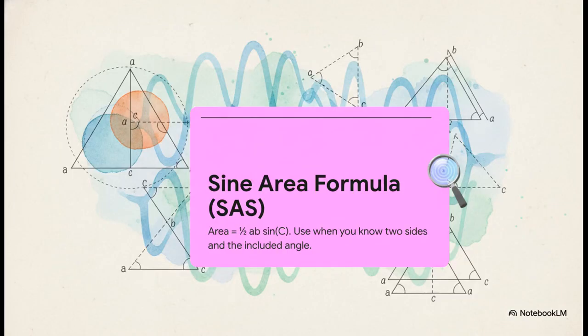So here it is. Area equals 1/2 a times b times the sine of angle C. Now listen up, because this is the key part. That angle C has to be the included angle. You know, the one that's literally sandwiched between sides a and b. That special setup, side, angle, side, is why you'll hear this called the SAS case.